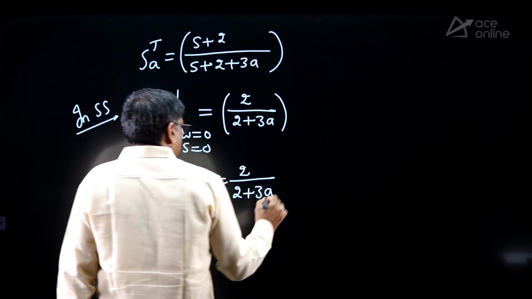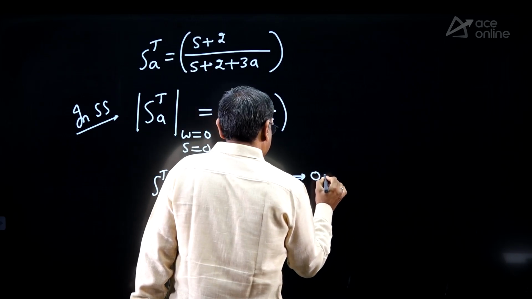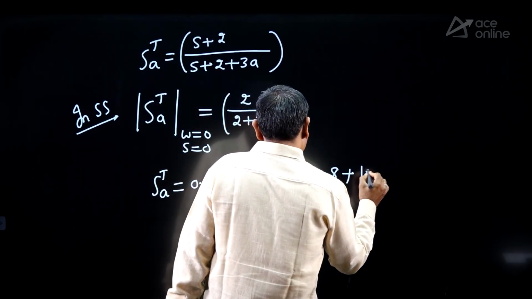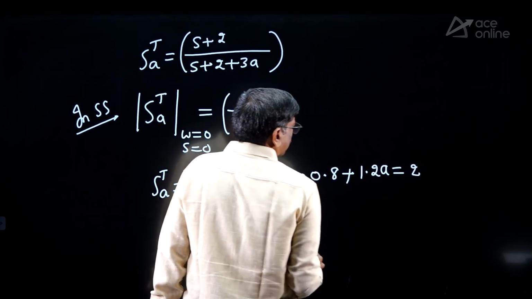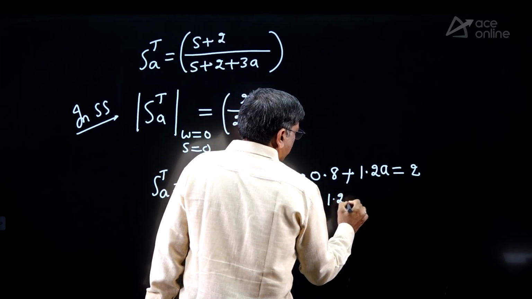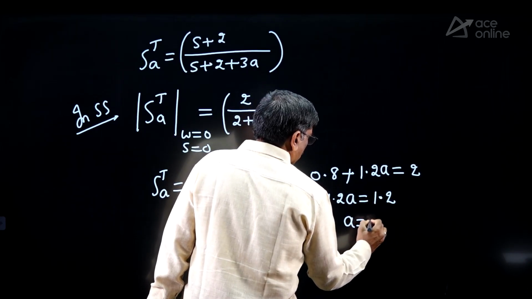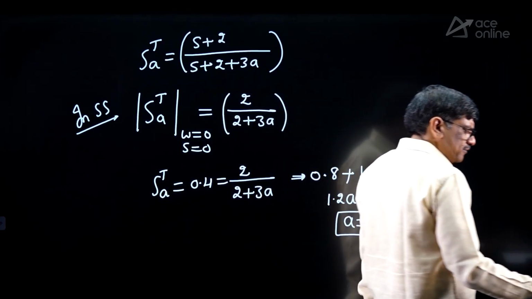So what is the answer? Tell, come on. If you multiply, here 0.8 plus 1.2A equals 2. Then what do you get? What is the answer? Anybody? 1.2A equals 1.2. A equals what? 1. Did you get it, anybody?